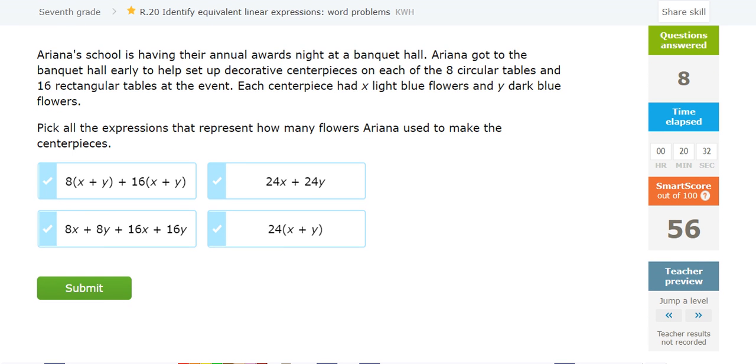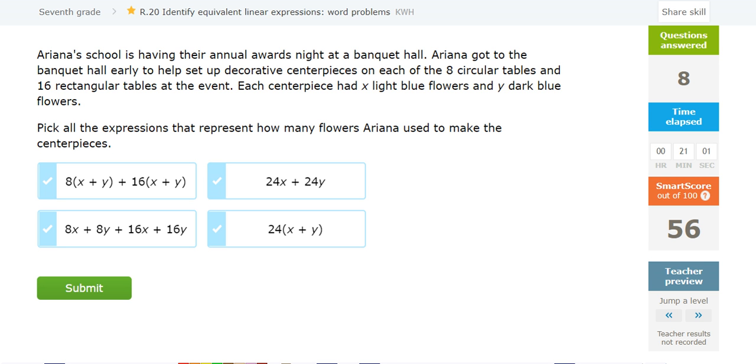Okay. Ariana's school is having their annual awards night at a banquet hall. Ariana got to the banquet hall early to help set up decorative centerpieces on each of the 8 circular tables and 16 rectangular tables at the event. Each centerpiece had X light blue flowers and Y dark blue flowers. Pick all the expressions that represent how many flowers Ariana used to make the centerpieces.